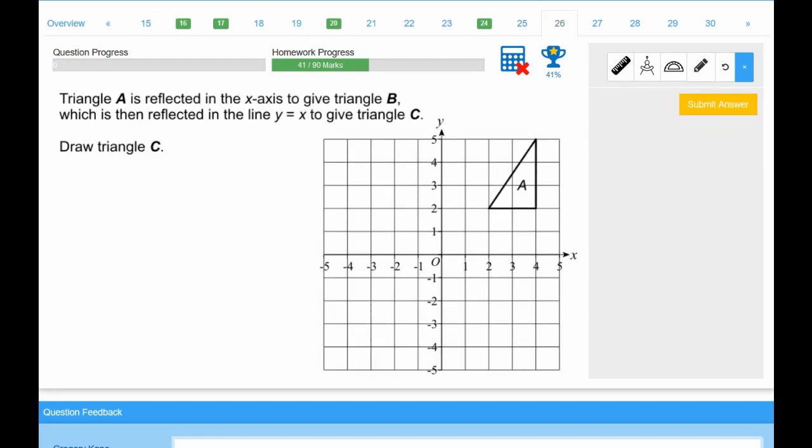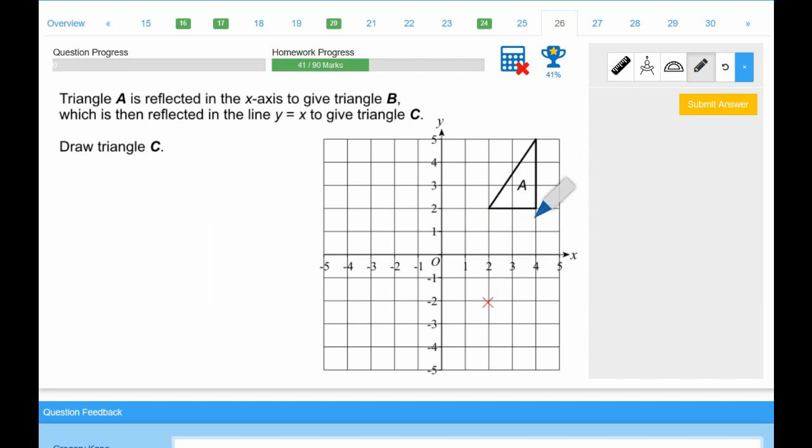Question 26 is a little bit trickier. First of all, I'm asked to find the reflection in the x-axis to give triangle B. So why don't I plot that? This is my x-axis. Let's see what B looks like. Well, this is 2 above, so we're going to have 2 below. I'm just going to sketch this out.